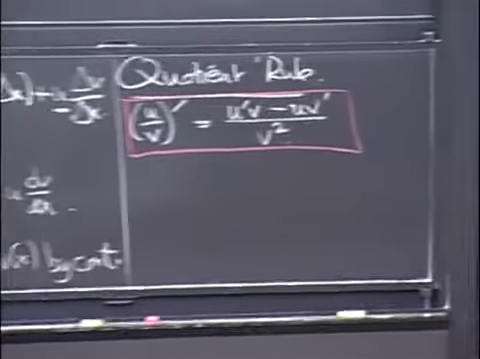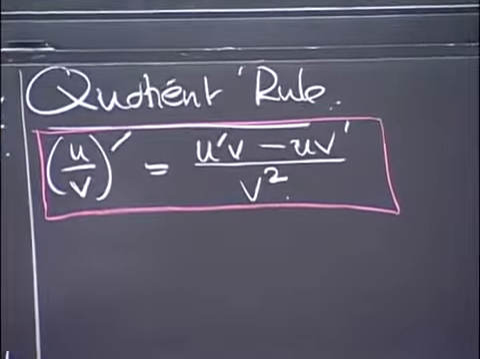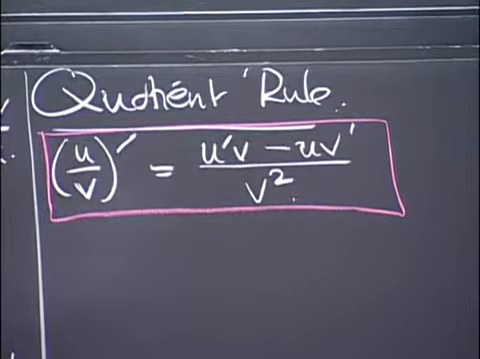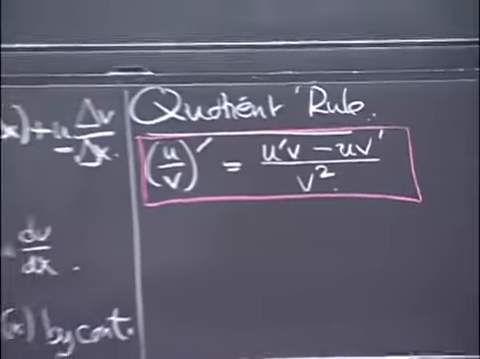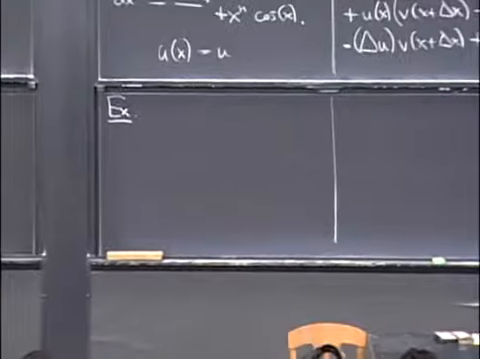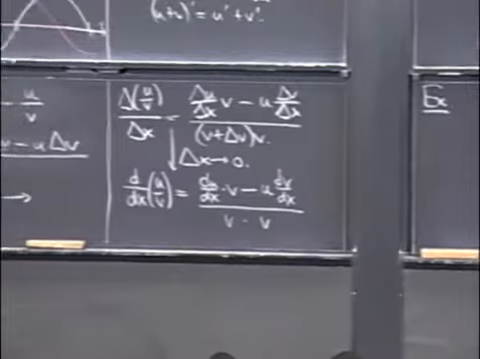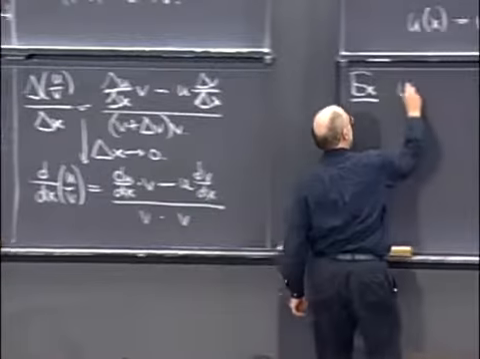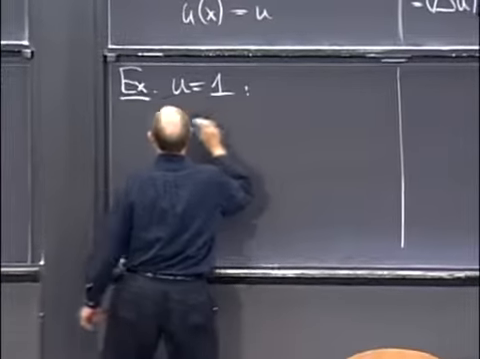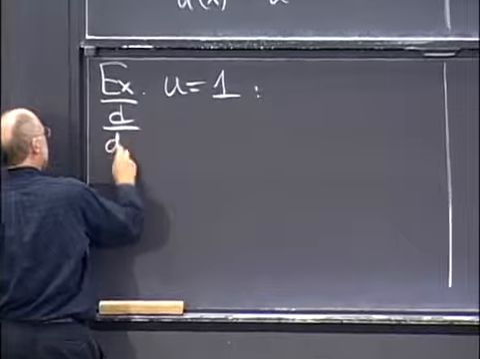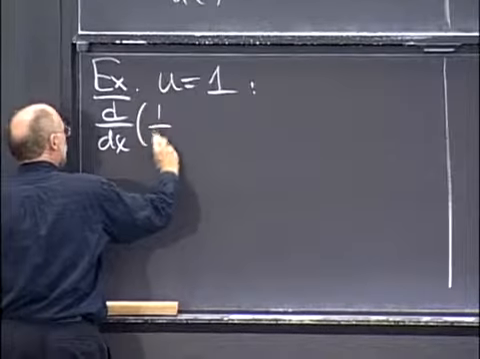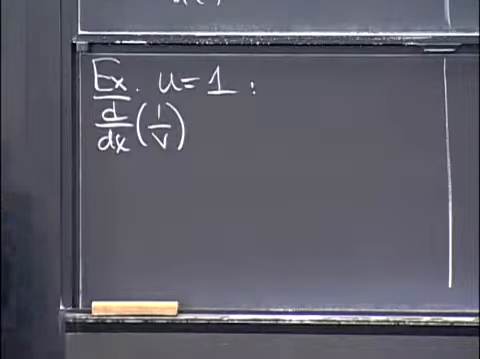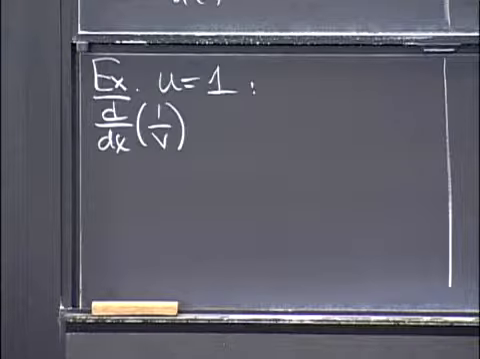Well, that's it. That's the quotient rule. Weird formula. Let's see an application. Let's see an example. So the example I'm going to give is pretty simple. I'm going to take the numerator to be just 1. So I'm going to take U equals 1. So now I'm differentiating 1 over V. The reciprocal of a function, 1 over a function.